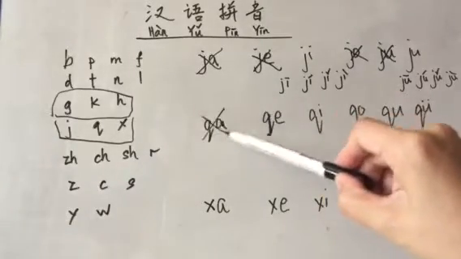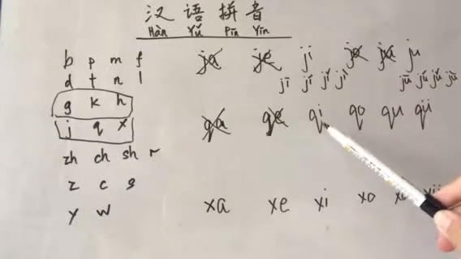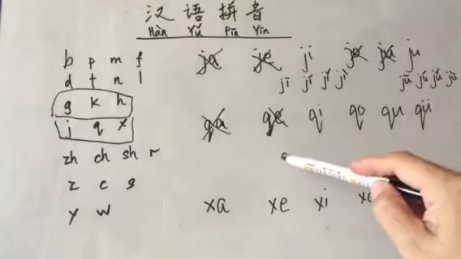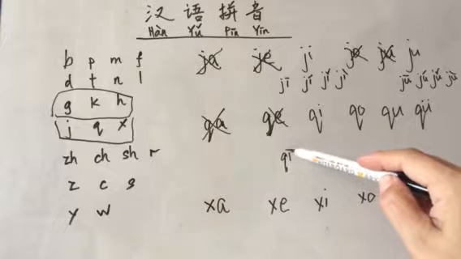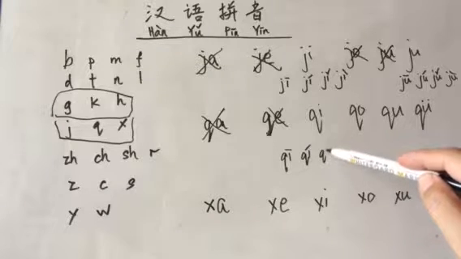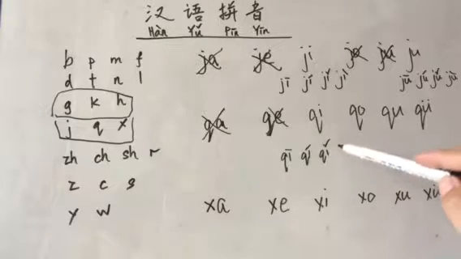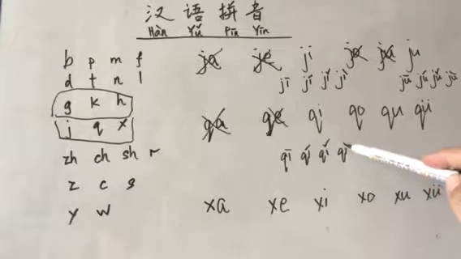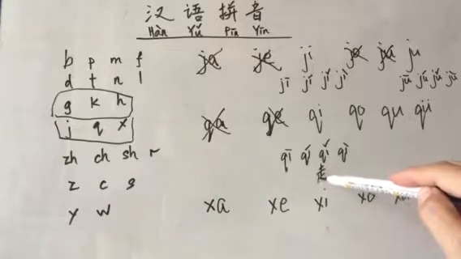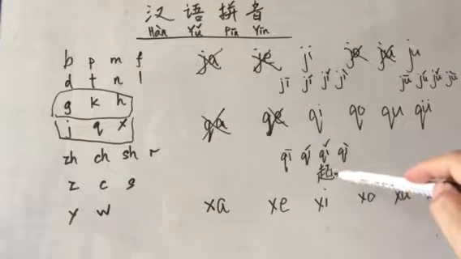And the next row, qi, yi, qi, qi, qi. 起立的起, same thing. Replace, the dot is replaced by the tone, 声调的那个调号. This one is called 调号. It's replacing the dot of I. So 起立的起, this is 起. And you pronounce this word as 起.